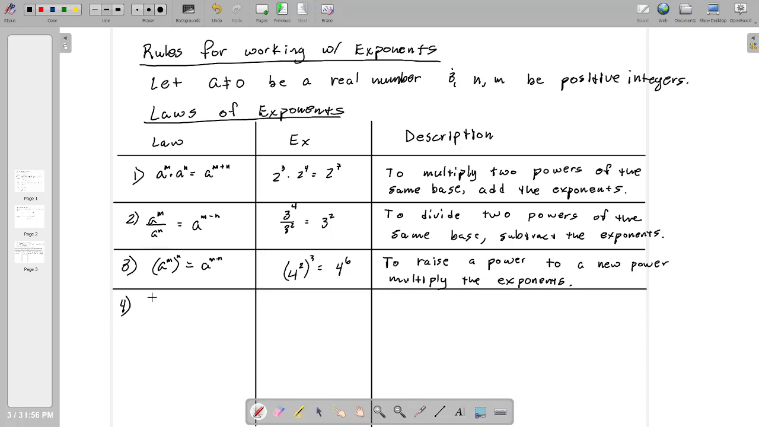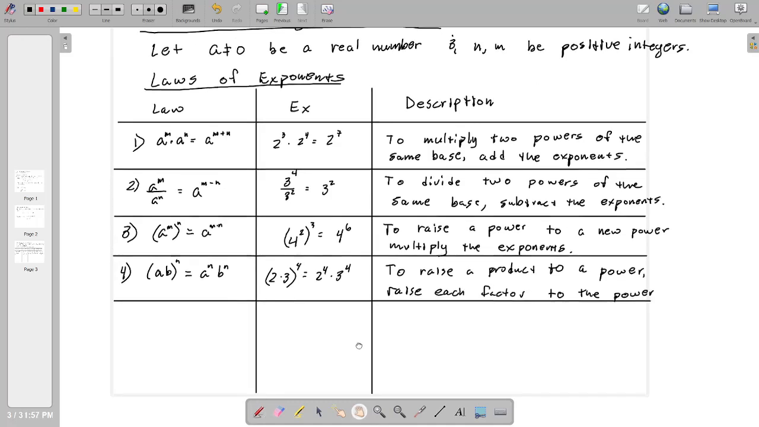Four, ab to the nth power is equal to a to the n times b to the n. 2 times 3, to the 4th, is equal to 2 to the 4th times 3 to the 4th. To raise a product to a power, raise each factor to the power.